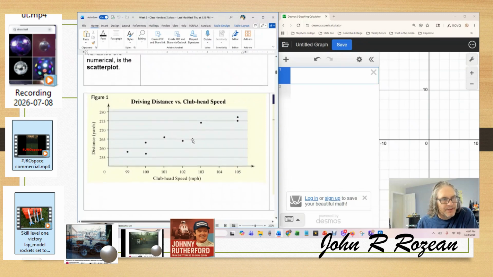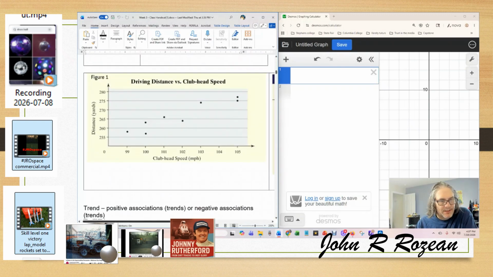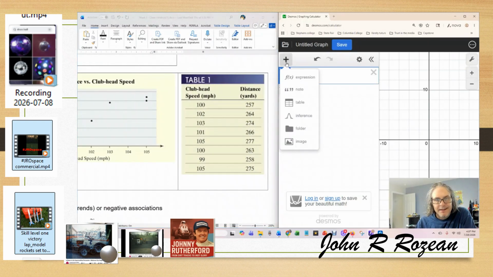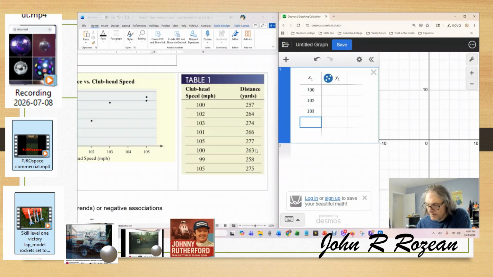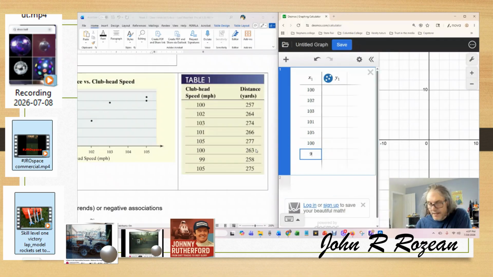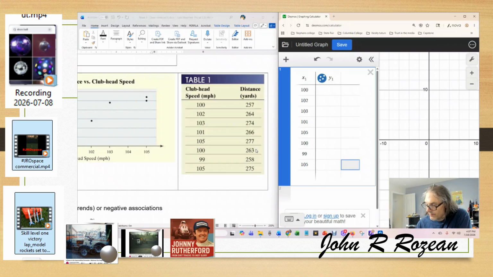Okay, it's a way to make predictions. I think it just shows us the example. Let's just take a look at it then. What we want to do is add a table. The club head speed is the independent variable, so we'll put those values in: 100, 102, 103, 101, 105, 100, 99, and 105.